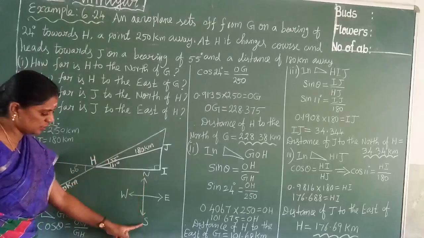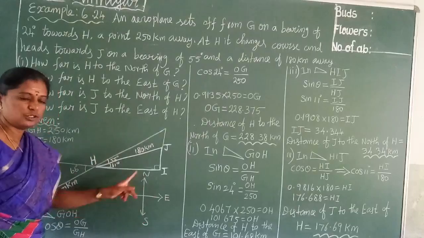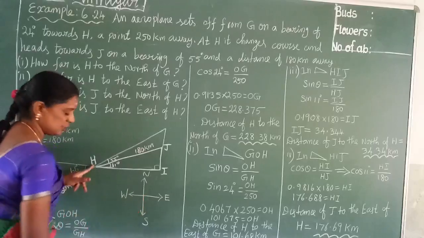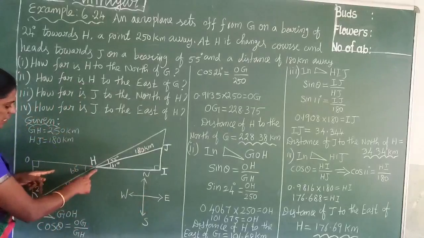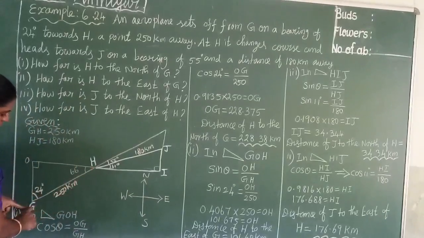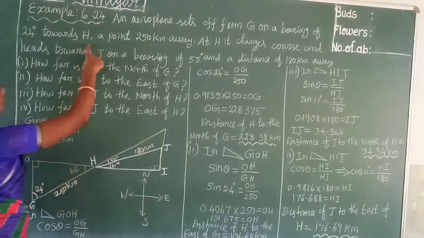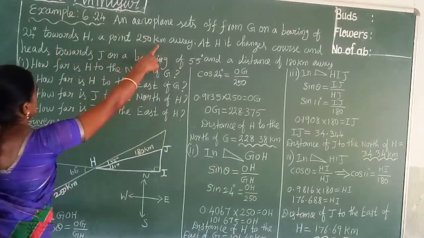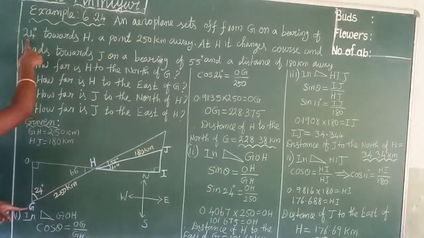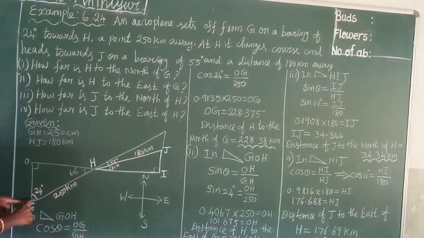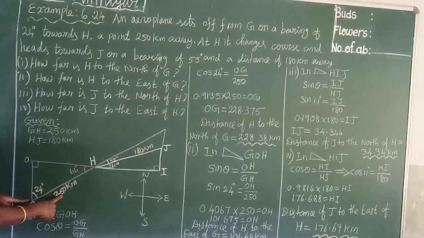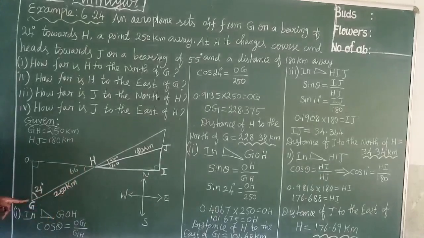So this one: north, south, east, west. You mark the direction. Center you make H. So this is H. And H to G, how many kilometers? Here 250 kilometer. What is the angle? 24 degree. So the distance of G to H is 250 kilometer.